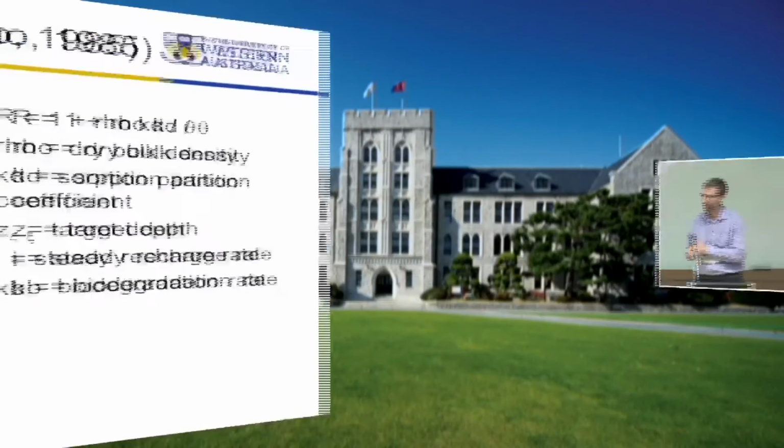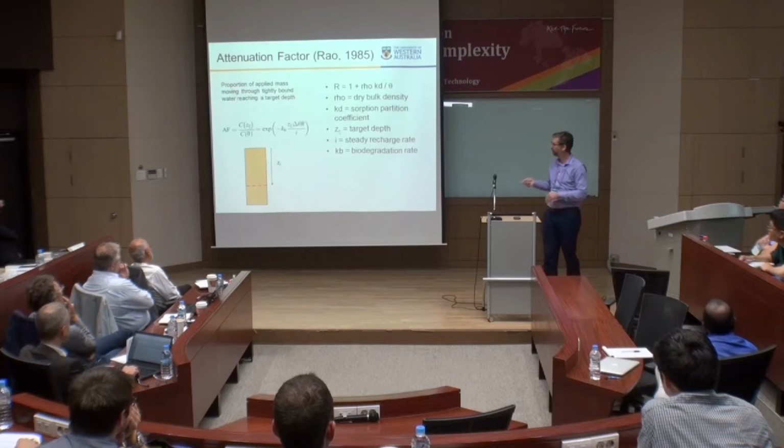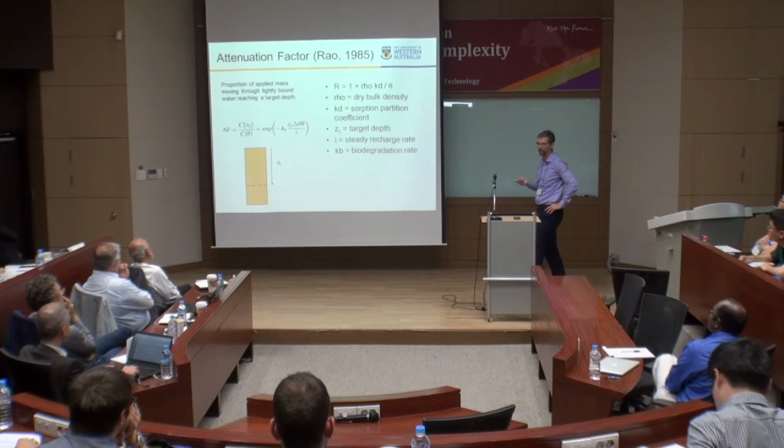Now in homage to Suresh, I just thought I'd show this slide. So Suresh, when he was a much younger man than he is today, younger than me even, derived this attenuation factor. A very simple model, but it really just describes what proportion of chemical would leach through that slow flow pathway and get to groundwater. And it's a really useful tool because it tells you which chemicals, by their properties, are likely to get to groundwater in what order and in what amounts.